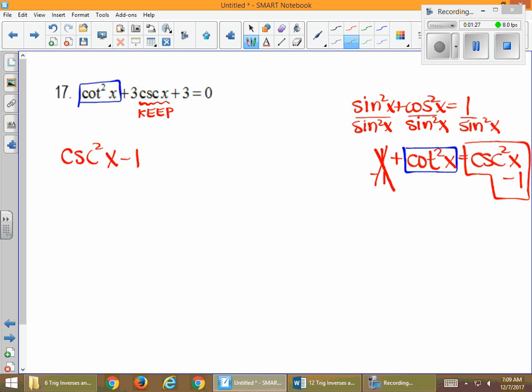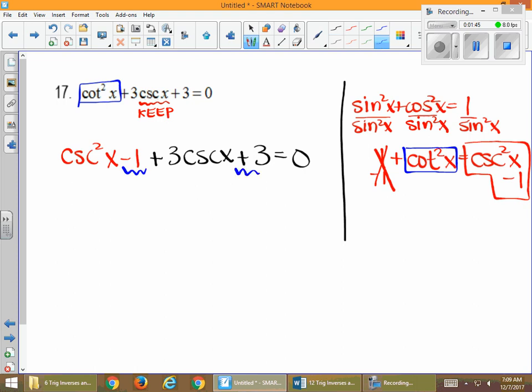Unlike the problem with sine and cosine on the test, once you do that, here you don't have to drop in parentheses, there's no distributing. Everything is on the same side of the equation, so you can just combine like terms and solve. Do be careful when you're combining like terms, you're on the same side of the equation, so -1 plus 3 is going to give you +2.